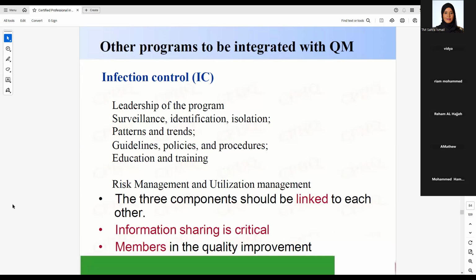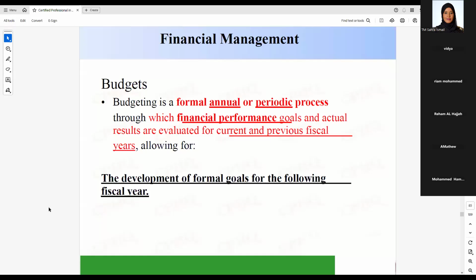Other programs integrated with the quality management. So you can see infection control is also mentioned and talks about the leadership of the program, surveillance, identification, isolation, patterns and trends monitoring, guidelines, policies and procedures, education and training, and so on. And they even consider infection control linked with the concepts of utilization management and risk management. All three of them should be linked, and the information amongst them should be shared, and they all should be part of the quality improvement processes in the organization.